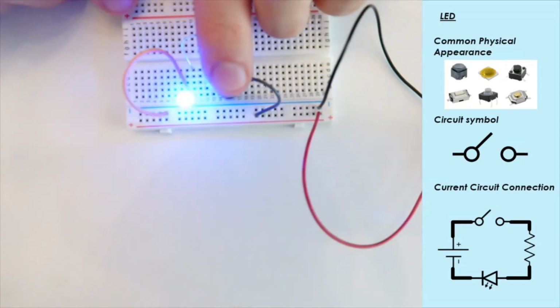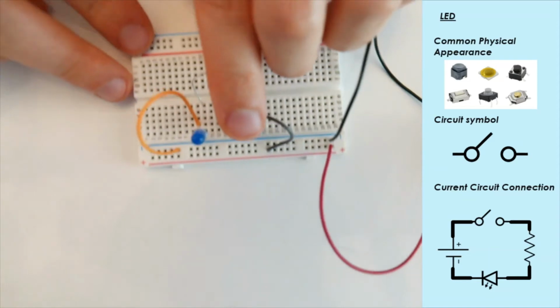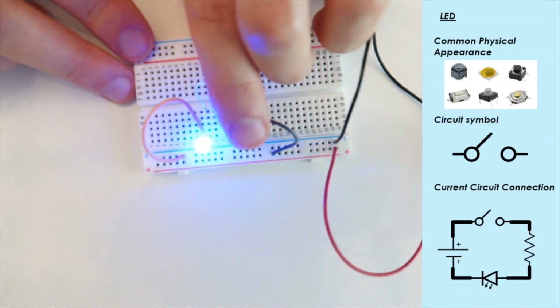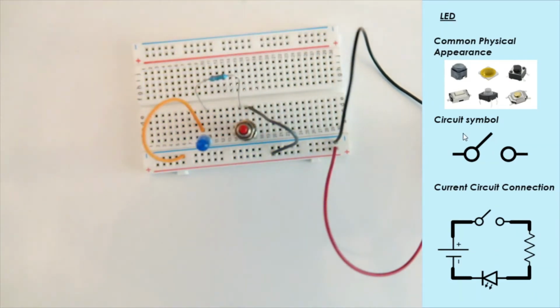Okay, so now when we press down on the switch, we close those contacts together and we make the loop. We close the loop and our LED lights up. Very cool. Okay, trust me, things are going to heat up, but you need to understand the basics of circuits.